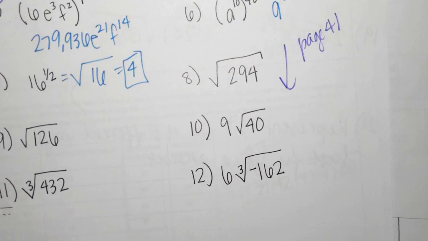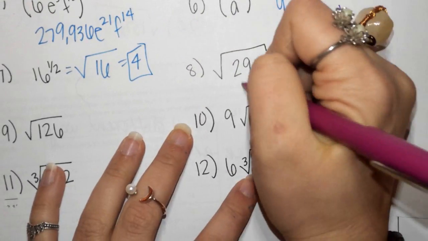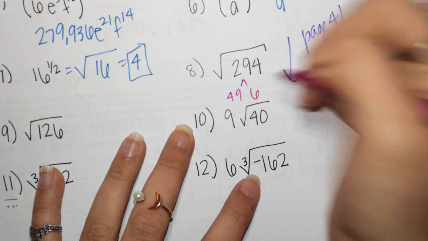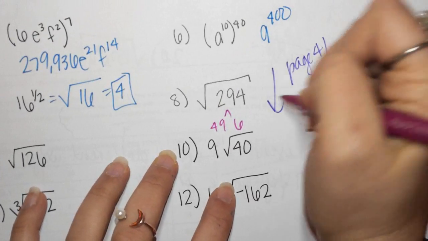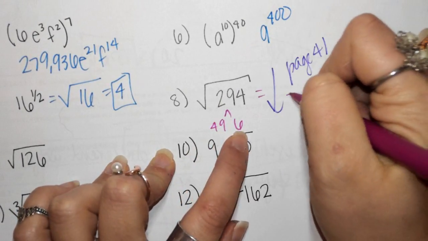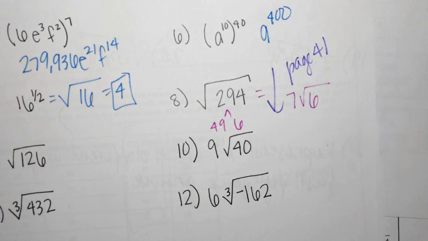Alright, so for 294, you need to split that into 49 and 6. 49 is the biggest perfect square that goes into it. So the square root of 49 is 7, and you get 7 root 6.